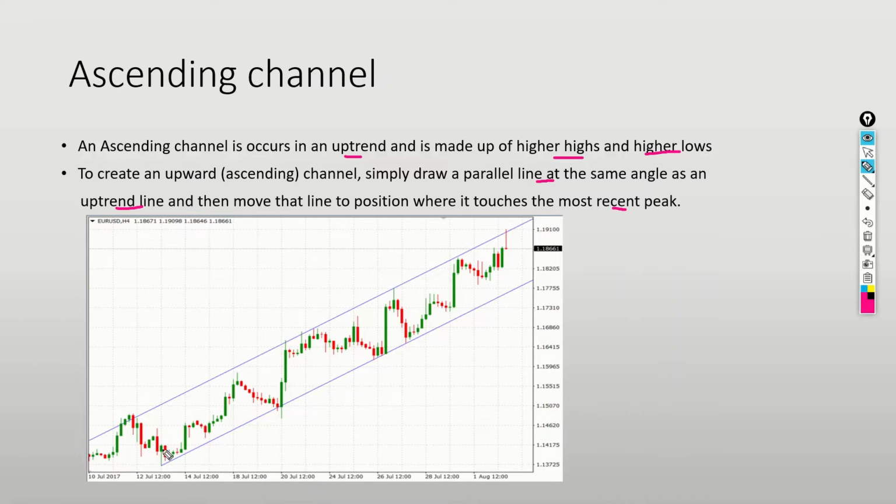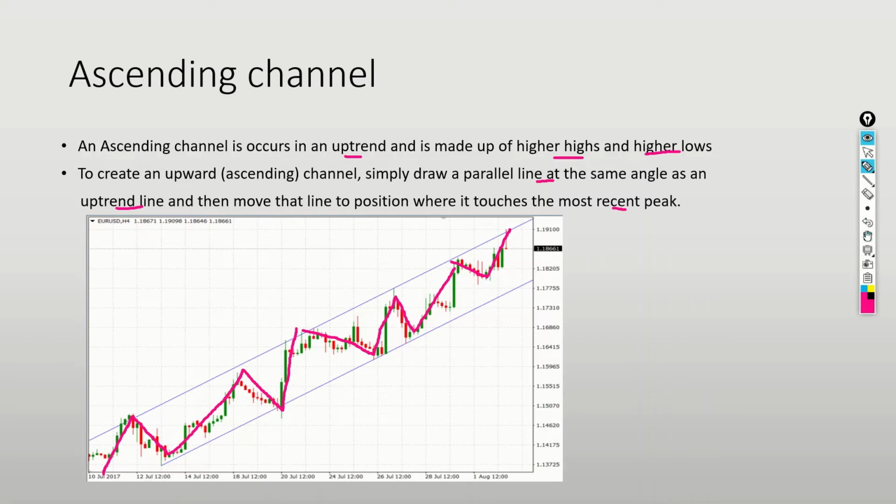For example, look at this market. This is a clear uptrend because it forms what we call higher high, higher low, higher high, higher low, and so on. It forms here higher low, higher high, then higher low, higher high, then here higher low, and then higher high.